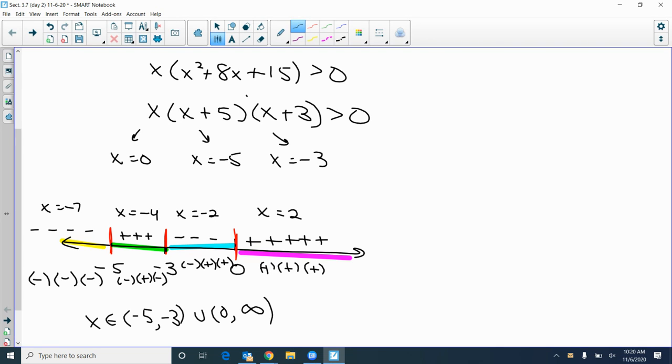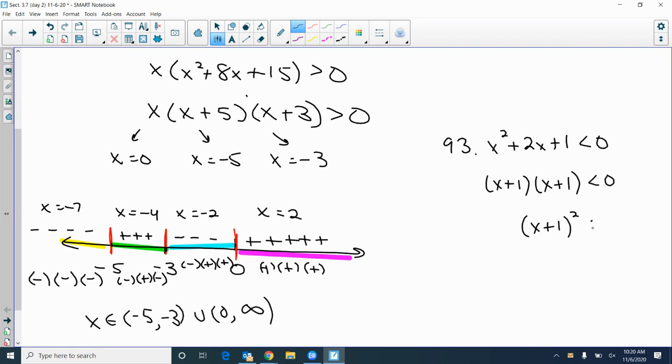So I'm not going to say yes, a lot of times it does alternate, but it's not guaranteed to alternate. What was that last one, 93? That was x squared plus 2x plus 1 is less than 0, is that right? That factors into x plus 1 times x plus 1, which is x plus 1 squared is less than 0. It doesn't matter how you leave it.